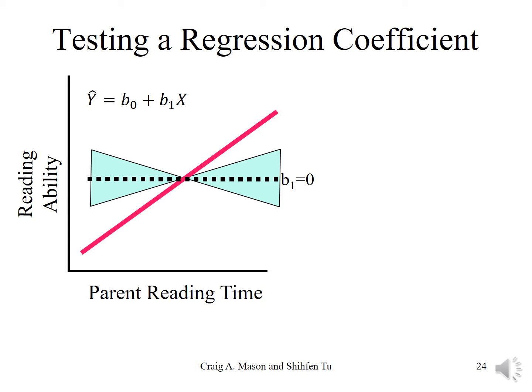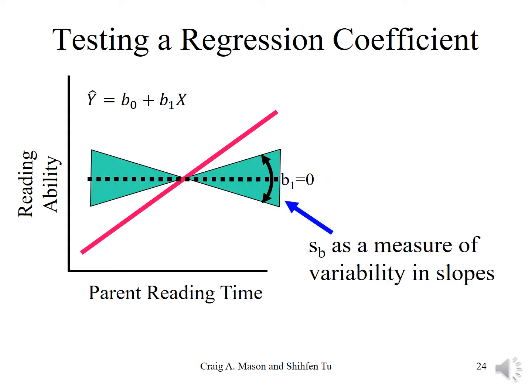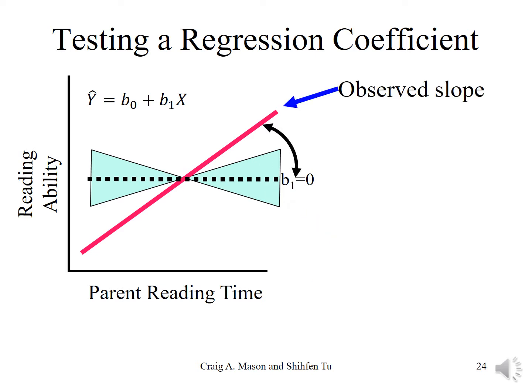In regression, I have a value for the regression coefficient that I expect to see if the null is true. That's 0. I have the standard error of the regression coefficient as a measure of the variability in the sampling distribution of regression coefficients, or slopes, that I would expect to see if I sampled an infinite number of times. I have my observed regression coefficient, the slope we found in our study, that I want to compare to the expected value for the coefficient if the null is true.